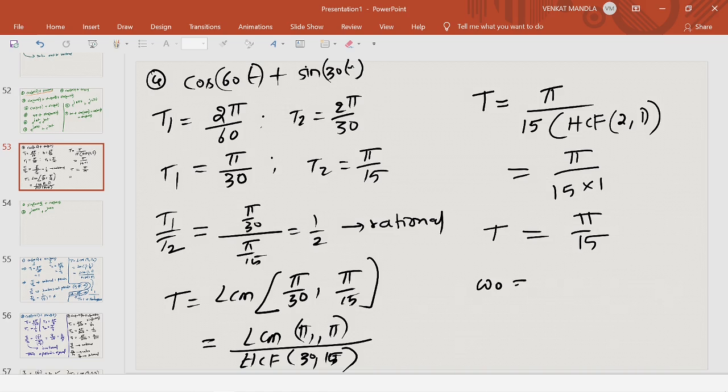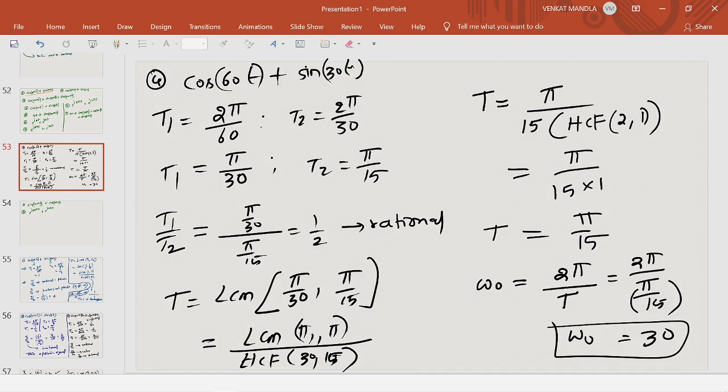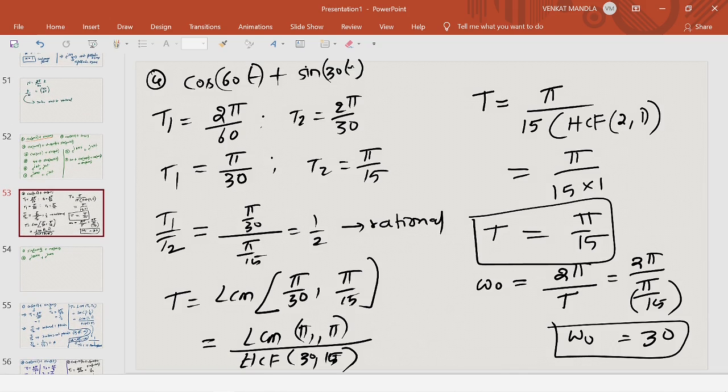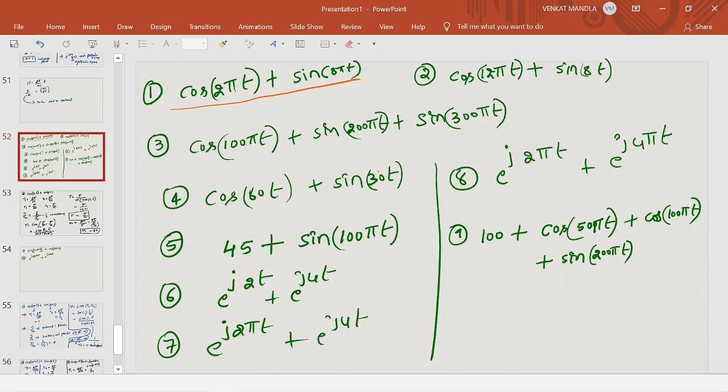What is the fundamental frequency? 2 pi by the fundamental period. It is 2 pi by pi by 15, that is 30 radian per second. Fourth problem completed. Next, fifth problem. This is the fifth problem.